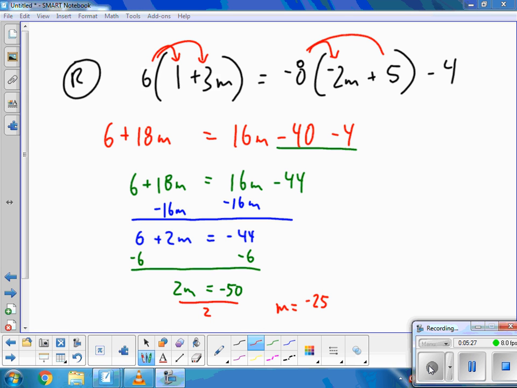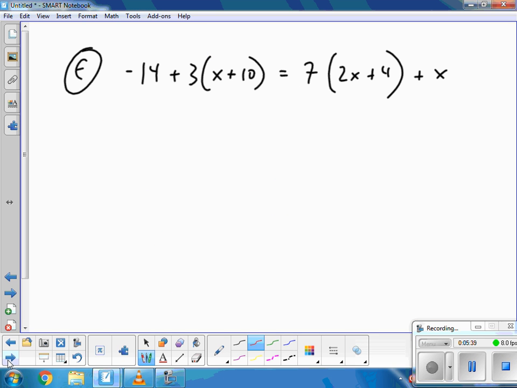How'd you do? If you got m equals negative 25, you should celebrate. Go find a cookie. Go make a batch of cookies. Go make a bushel of cookies and share some with your cousin or your favorite puppy or the neighbor's cat.